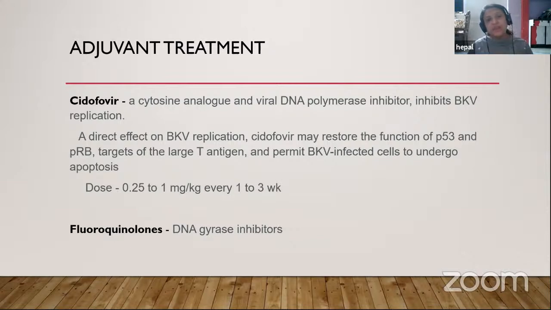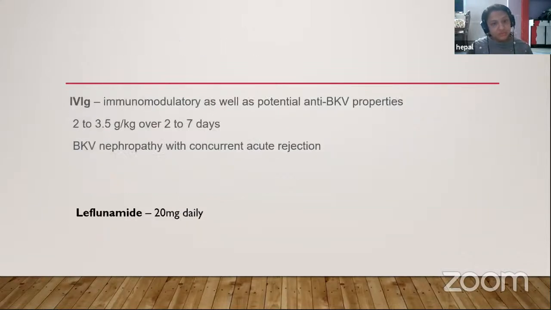The dose is 0.25 to 1 mg per kg every 1 to 3 weeks. We do not have much experience in using this drug. Next is fluoroquinolones, DNA gyrase inhibitor, which is found to be helpful. Leflunomide, 20 mg daily. It's an immunomodulator and has been found very effective in getting negative viral copies.